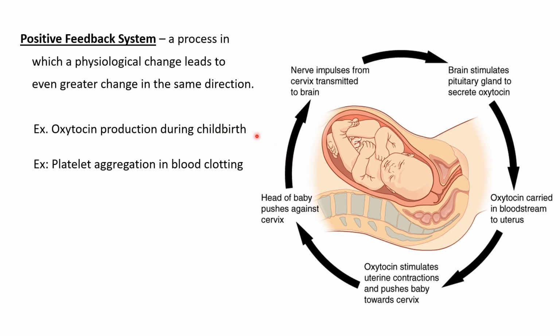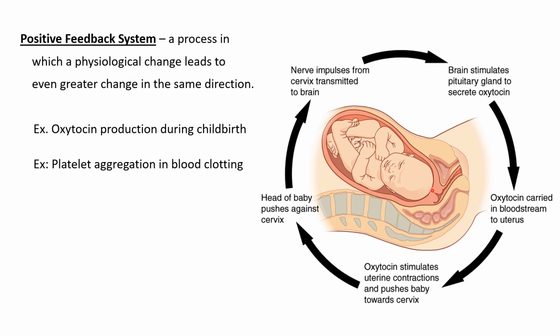Oxytocin is a hormone that has a lot of different functions, but here is the one in childbirth. So what's going to happen here is the baby is going to hit its head against the mother's cervix. That's going to cause the cervix to stretch, and that's going to cause nerve impulses from the cervix to go to the brain, and that stimulates the pituitary gland to secrete oxytocin.